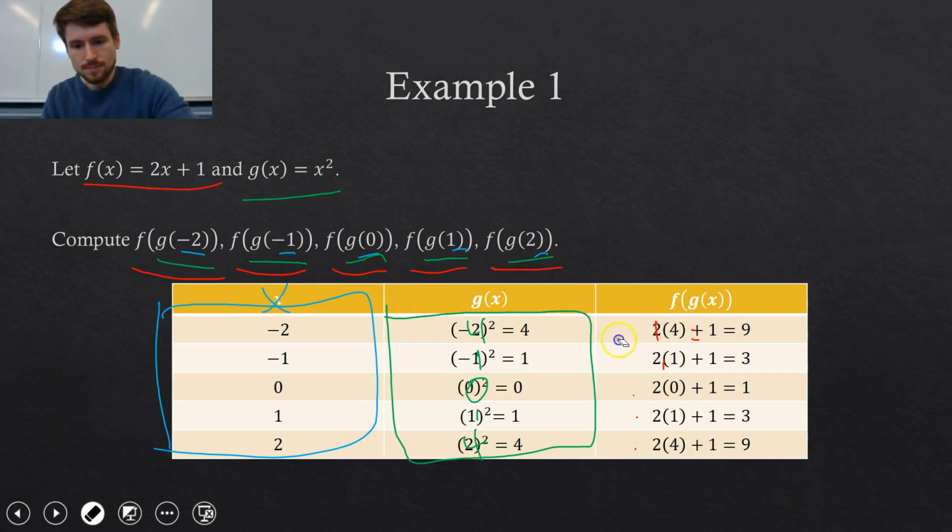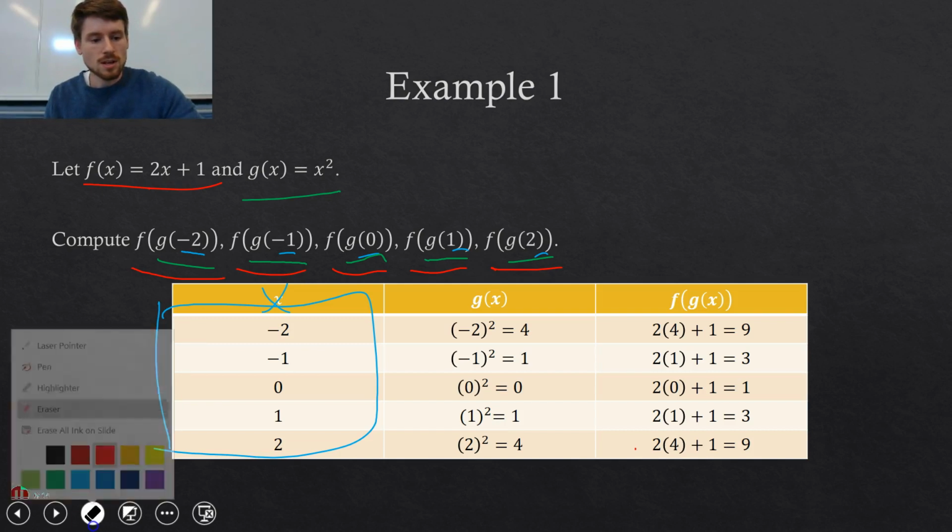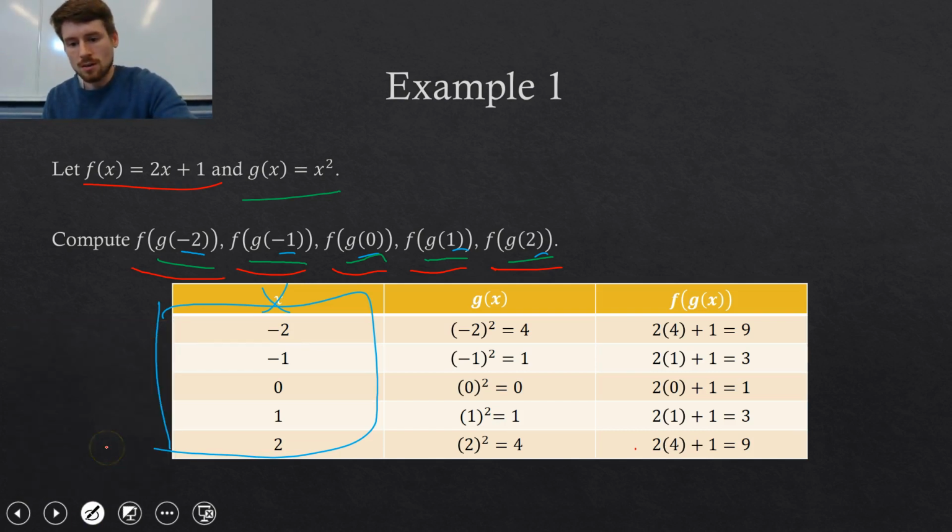So, this is just what I had written down, right? g of x is squaring each of the inputs, so you can see the answers over here: 4, 1, 0, 1, 4. And then f of g of x is taking those answers and plugging them into the f function: 2 times 4 plus 1, 2 times 1 plus 1, 2 times 0 plus 1, and so forth, to get those last numbers: 9, 3, 1, 3, and 9.